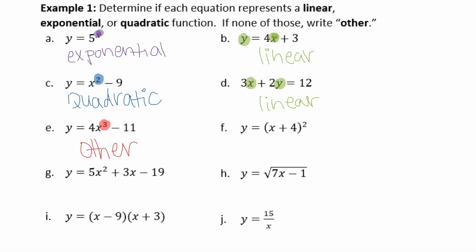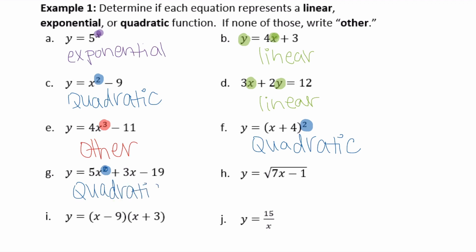In the next problem, again, I see an exponent of 2. An exponent of 2 is always quadratic. Again, in the next problem, I see an exponent of 2 again. An exponent of 2 is always quadratic. In letter H, I see a radical symbol. Radical symbols are other.